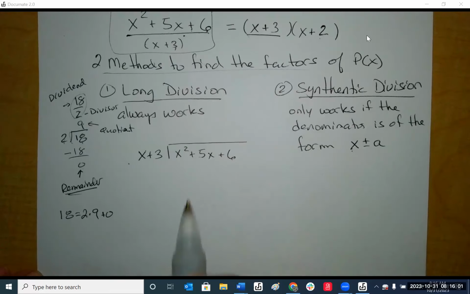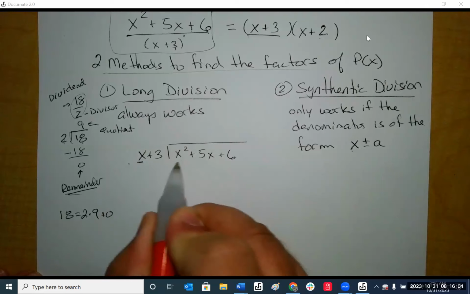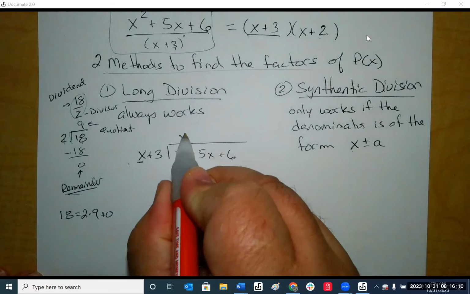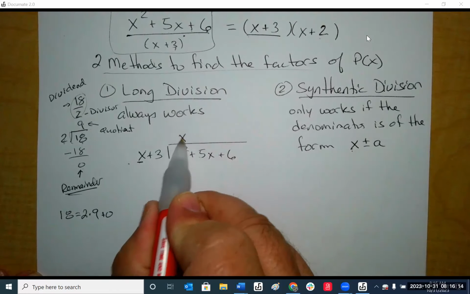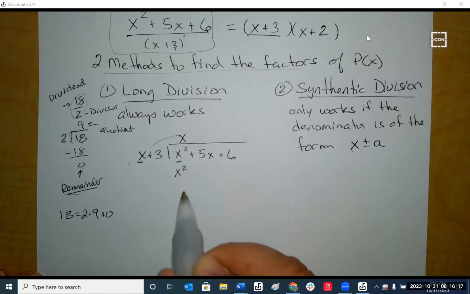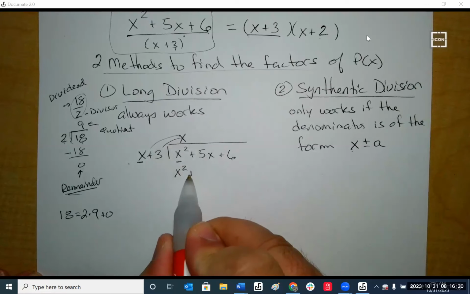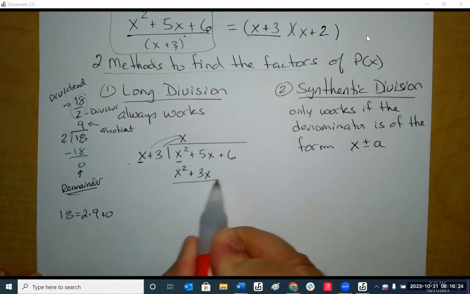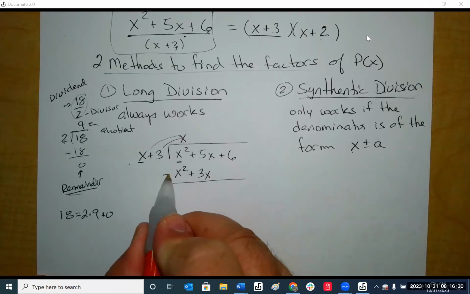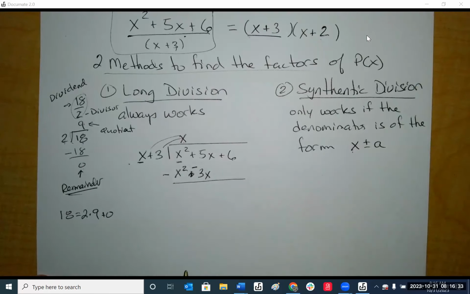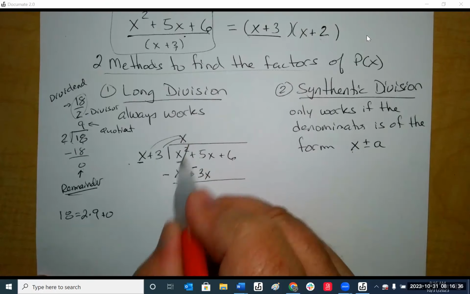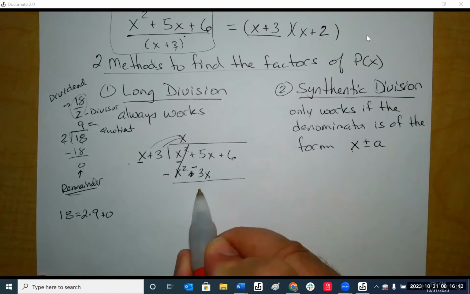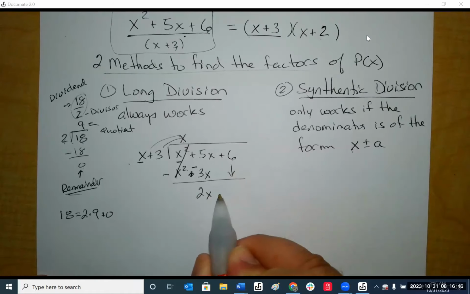The process here is always look at the leading terms. What times x gives me x squared? x. So then we multiply. x times x gives me x squared, positive times positive is positive. x times 3 is 3x. Then we change the signs and add. The first term has to cancel. If it doesn't, you did something wrong. So 5 minus 3 is 2x, and bring down everything else.